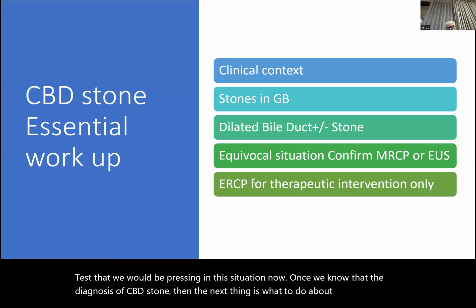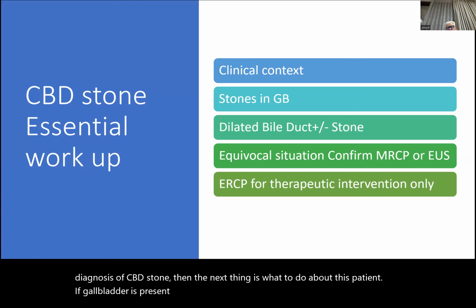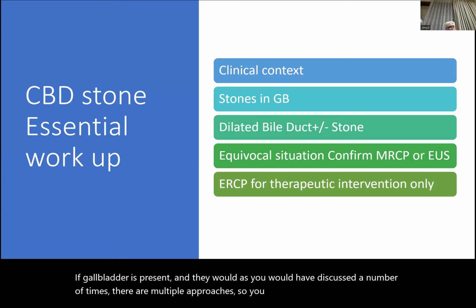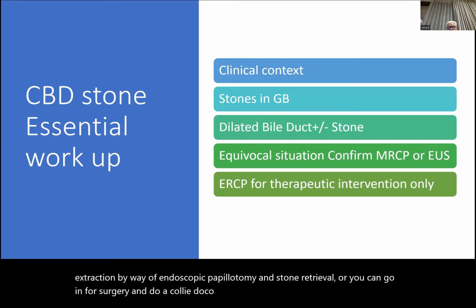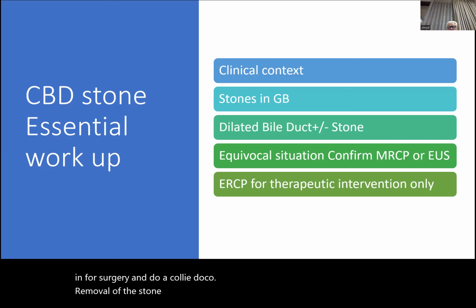Now, once we know the diagnosis of CBD stone, the next thing is what to do about this patient. If the gallbladder is present, as you would have discussed a number of times, there are multiple approaches. You can do first CBD stone extraction by way of endoscopic papillotomy and stone retrieval, or you can go in for surgery and do a choledochotomy, removal of the stone by laparoscopic bile duct exploration. So these are options which will be available.